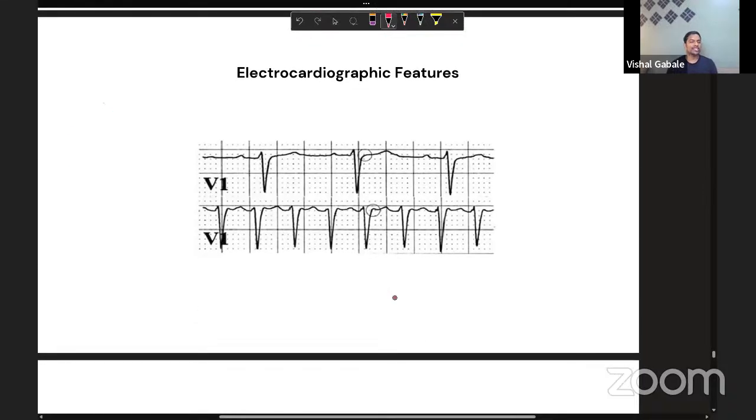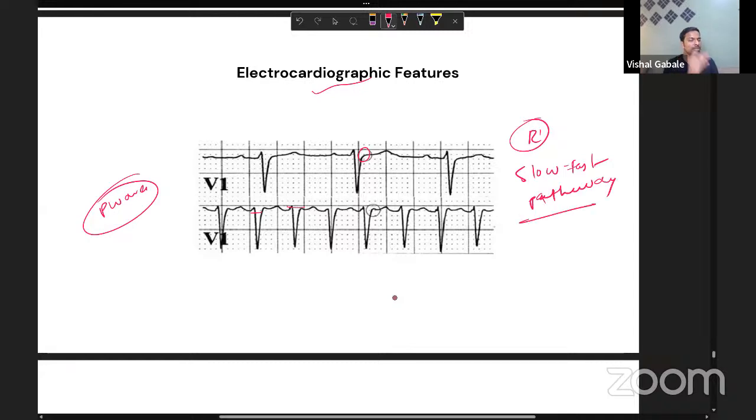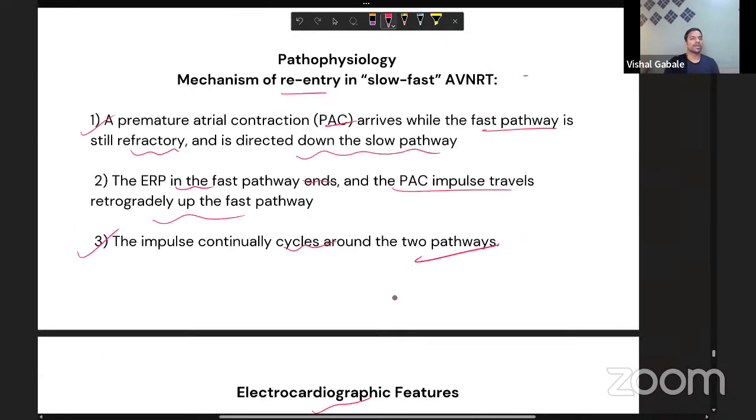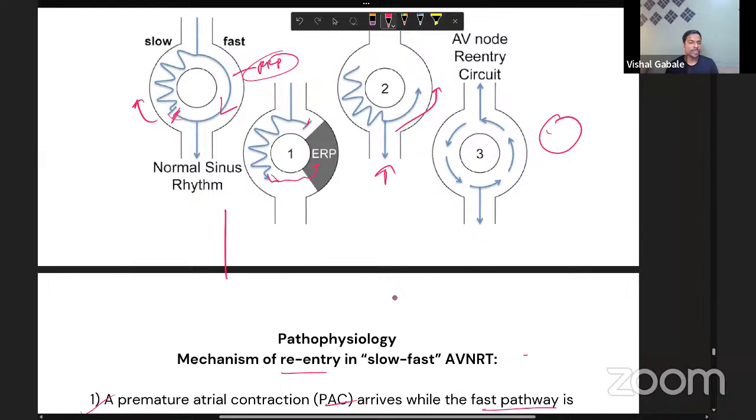And what will be the electrocardiography features in this patient? You can see there are no P waves. Look at these P waves. Are you able to appreciate P waves? No, right? But these P waves are embedded over here. In V1, after the QRS, that is called your R prime wave. And they are typically seen in which patients? Slow-fast pathway. So what does slow-fast pathway mean? It means the signals first go through the slow pathway, then they transfer to the fast pathway. So the slow-fast way is this one, and then they go to the fast pathway.